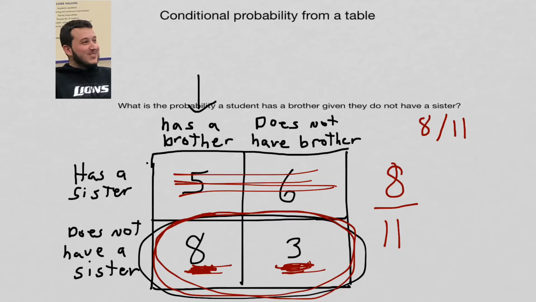All right, take a look at that for a few minutes. I'm going to give you some more examples, but I want you to see this. What is the probability a student has a brother, given that they don't have a sister? And that's this whole row. This whole row here on the bottom does not have a sister. So the answer is 8 out of 11. Watch that again if it confuses you. We're going to go on to the next question right now.